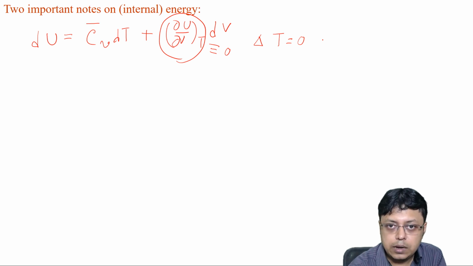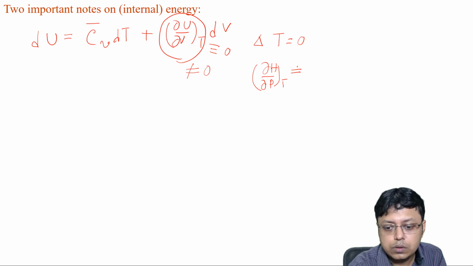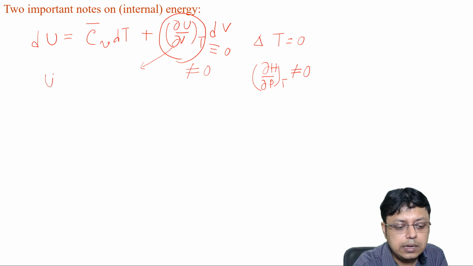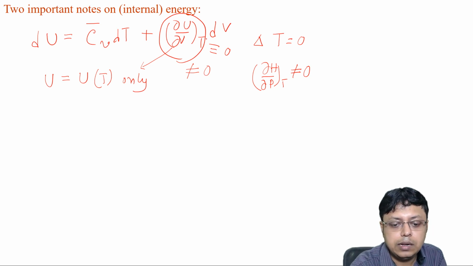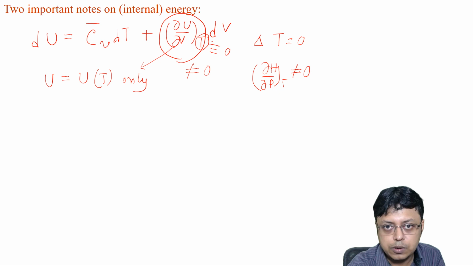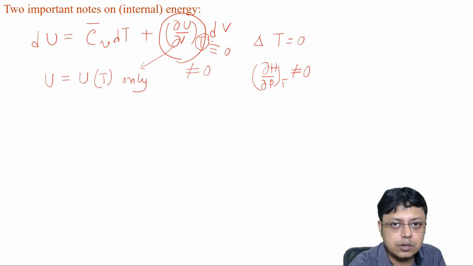However, later on people carried out much more refined experiments where they found that (del U/del V) at constant T is not equal to 0, much like we also discussed that (del H/del P) at constant T is also not equal to 0 for any real gas. Now how can you understand that for an ideal gas this should be 0, or that for an ideal gas energy is a function of temperature only? As long as we are not changing the temperature, remember (del U/del V) at constant T means the temperature is kept constant, the internal energy does not change.